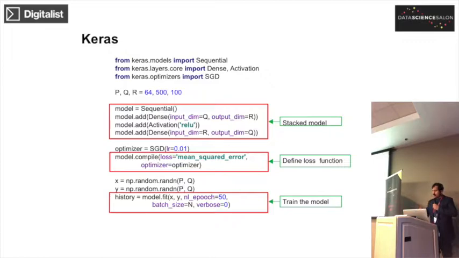Even if you make a mistake, just go back and fix it. And learning is very easy. So here is the stacked model, and then you're defining the loss function, and then you're training the model. Training the model is so simple. There are no more graphs, computation graphs, and no more data.